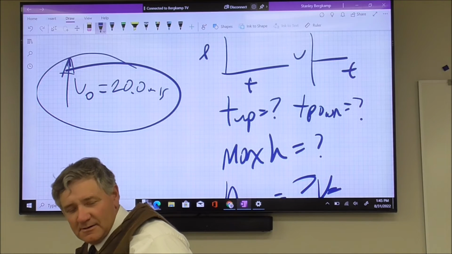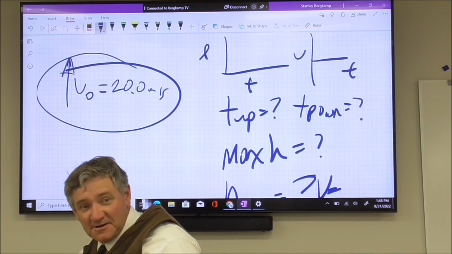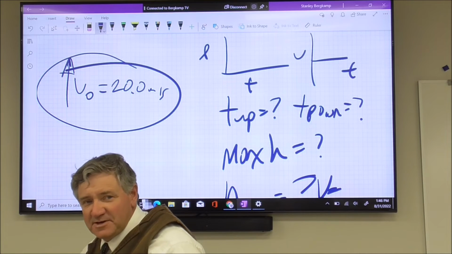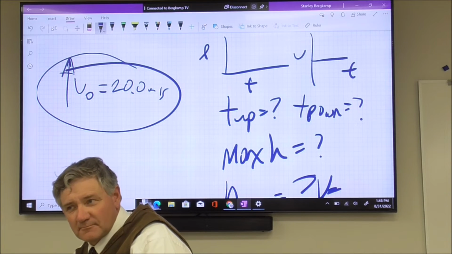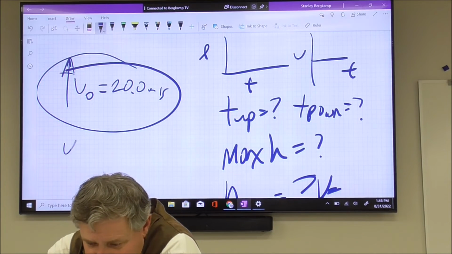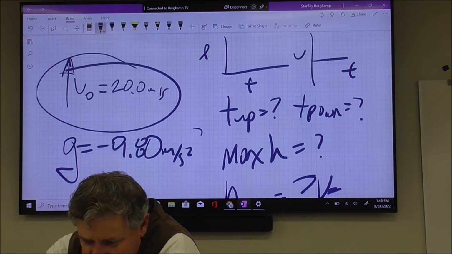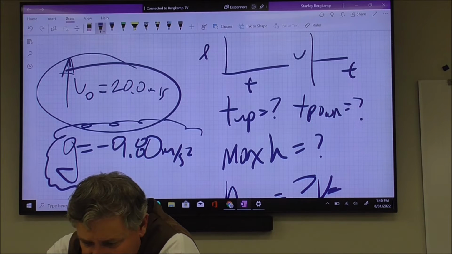Well, you know more. I do know. What else do I know? Gravity. Oh, I know gravity, right? Gravity causes an acceleration. So what's the acceleration caused by gravity? Negative 9.8. Now technically, that's negative 9.80 meters per second squared, so that's why we can always have 3 significant digits.